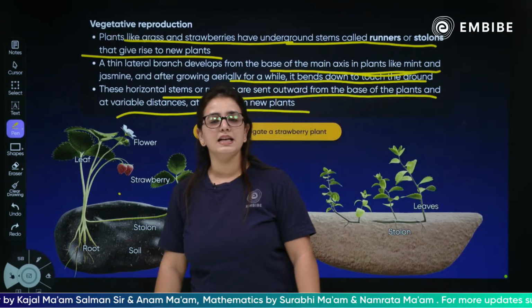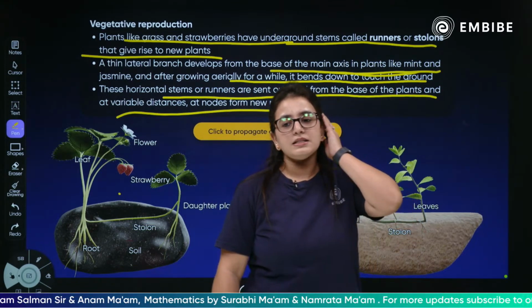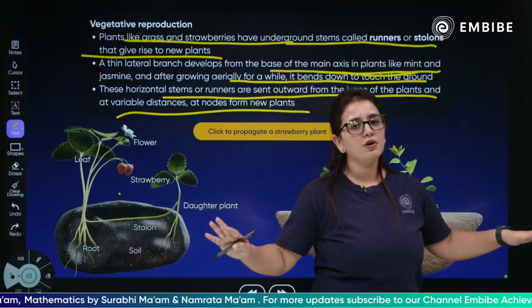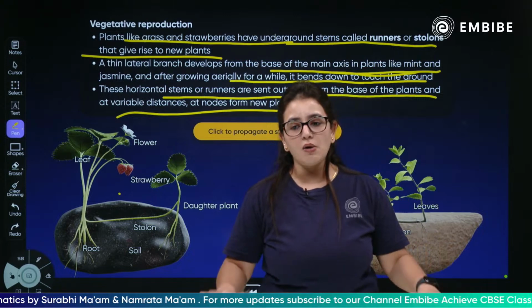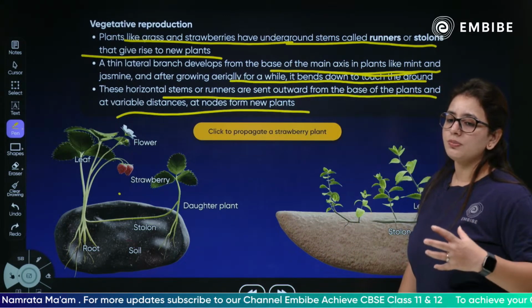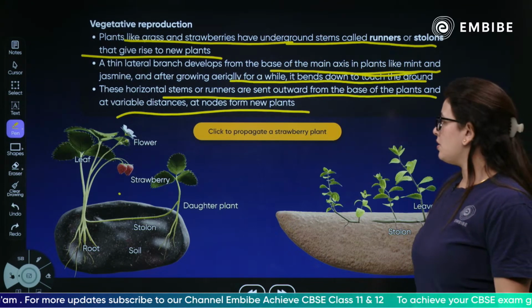To form new plants. Yes, you know children, these plants, the grasses especially, can spread easily. They have spread over the whole lawn, over the whole ground, and the reason for that is that they have nodes which form new plants.